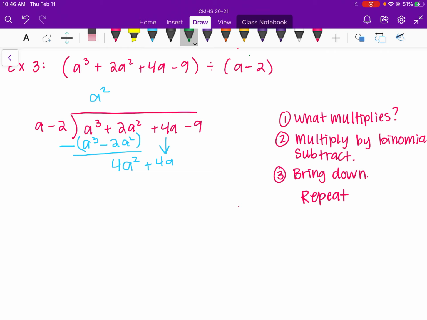So now we're repeating. The next step I'll use is green. Now, what multiplies by a to get 4a squared? 4a. So add 4a. Now multiply that 4a by the a minus 2. 4a times a is 4a squared. 4a times negative 2 is negative 8a.